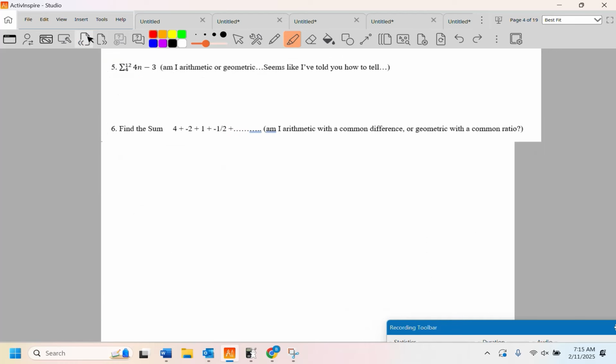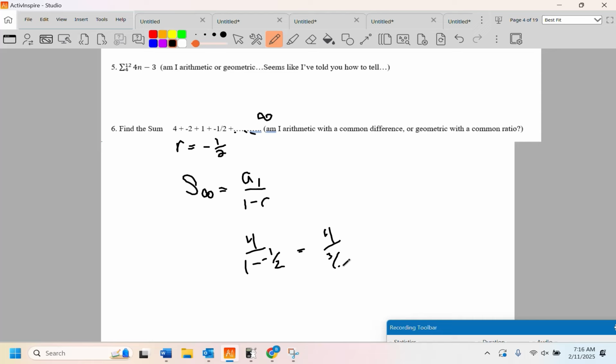Find the sum. It does say decide if it's arithmetic or not. What is this one? And this one goes on forever. This one has a ratio. The ratio here is -1/2. And it goes on forever. Eventually it reaches infinity, so this is an infinite sum problem. The sum to infinity is the first term over 1 minus r. The first term is 4. It's over 1 minus the common ratio of -1/2. This would be 4 over 3/2, which would be 8/3.